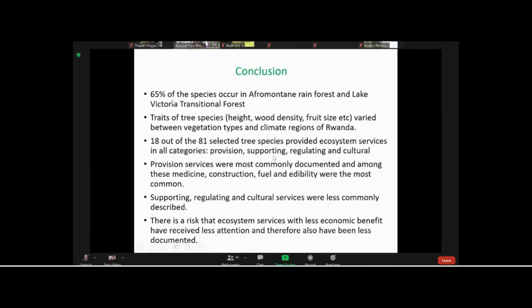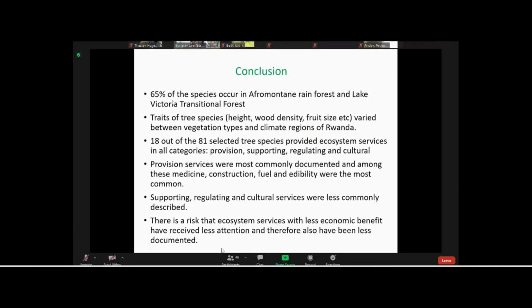As we can conclude as the following: 65 of the species occur in Afro-montane rainforest and in the Lake Victoria transitional forest, as I have shown in the table. Another conclusion is that the traits of the tree species, such as height, wood density, and fruit size, varied between vegetation types and the climate regions of Rwanda.